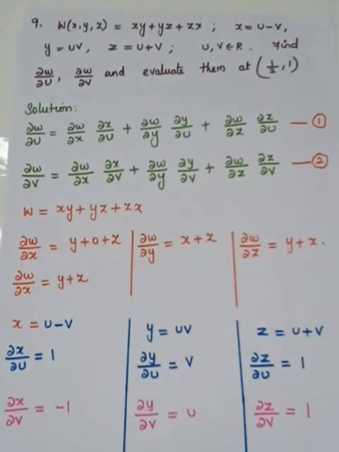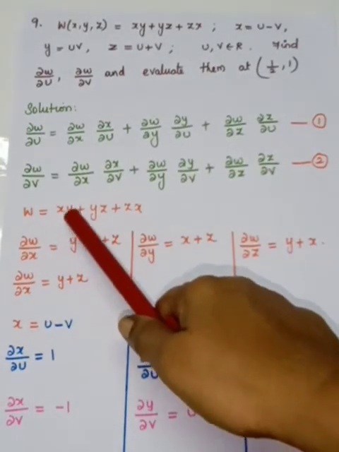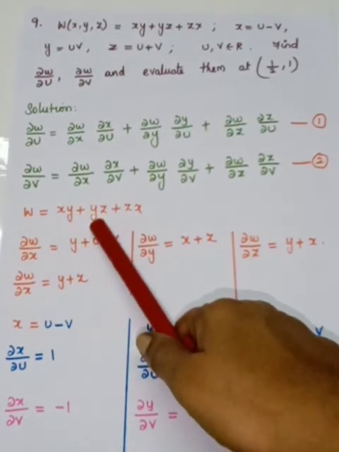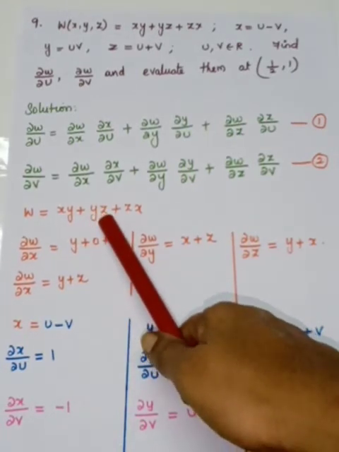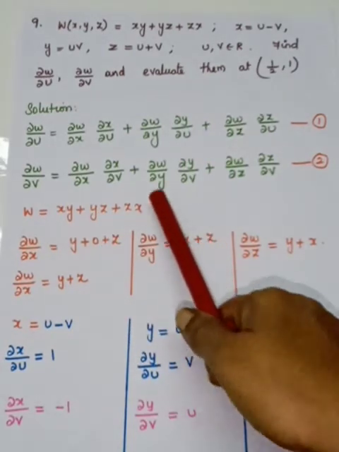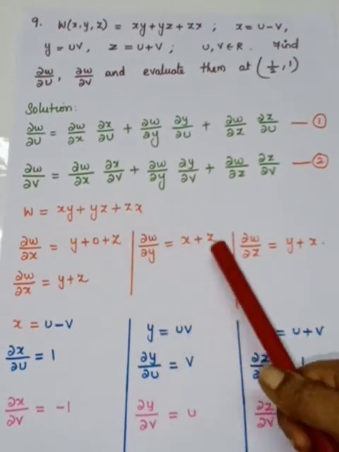Come to dou w by dou y. You have to differentiate w partially with respect to y. So x, z are constant. Go to the first term. What is the constant? x. The differentiation of y with respect to y is 1. Come to here. Here y is involved. z is a constant, so it is written out. The differentiation of y with respect to y is 1. So x plus z. Look at the third term. Both are constant, whose differentiation is 0.